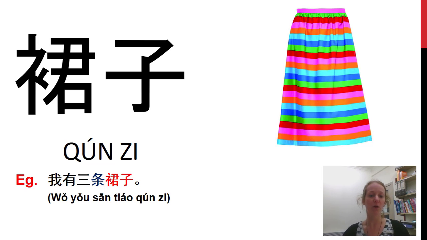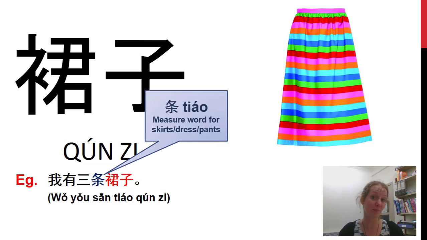So 我有3条裙子. 条 is a measure word for skirts, dresses, and pants. So they're long, skinny things, remember, are 一条鱼 and 一条蛇. 很好，我有3条裙子.